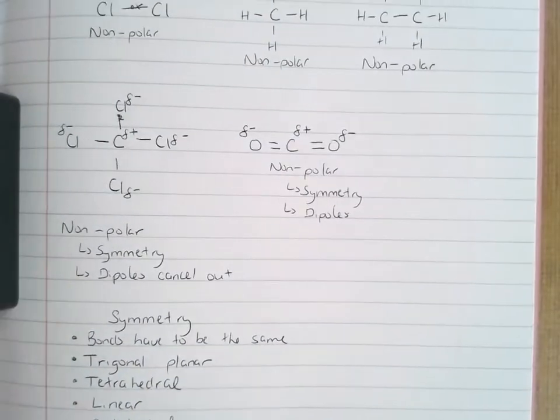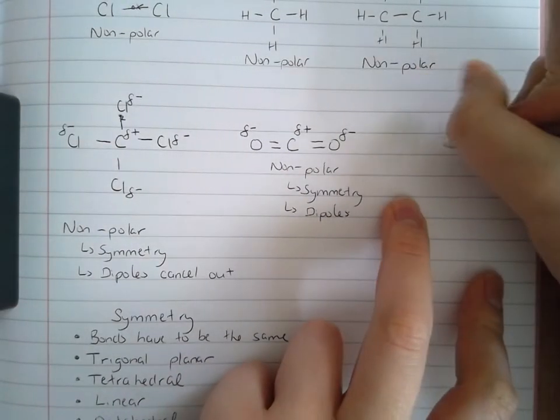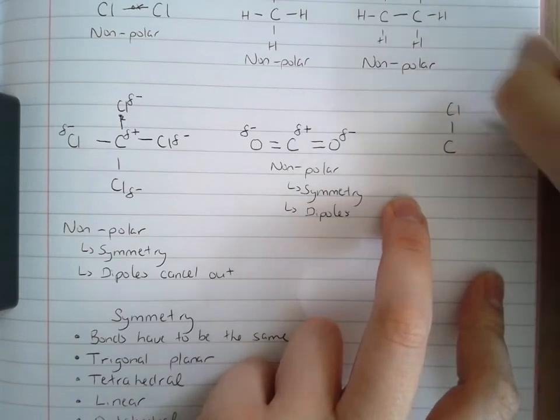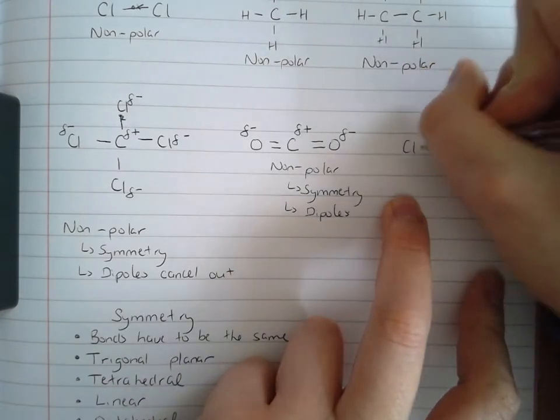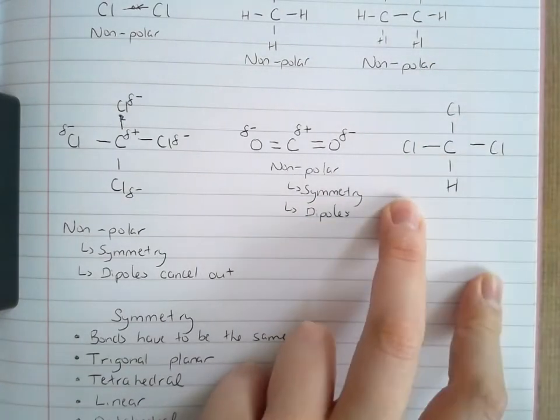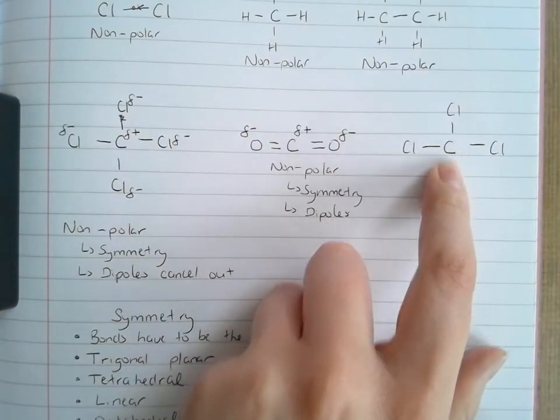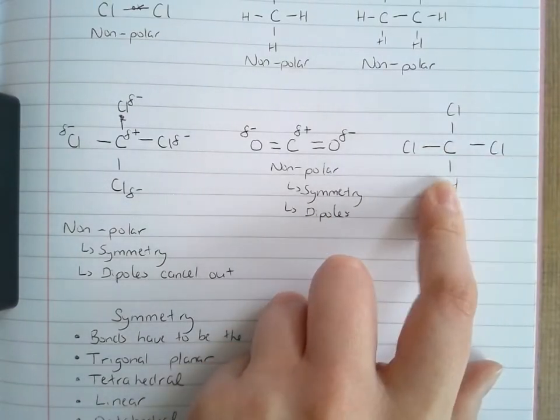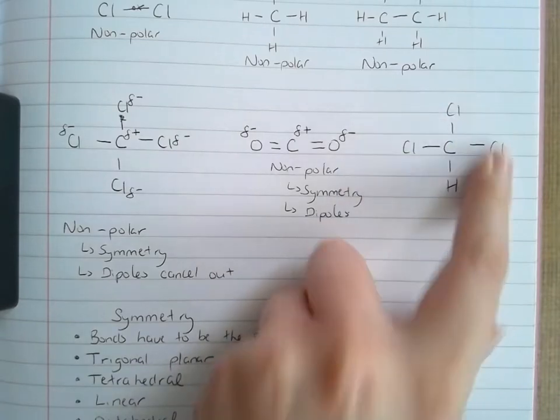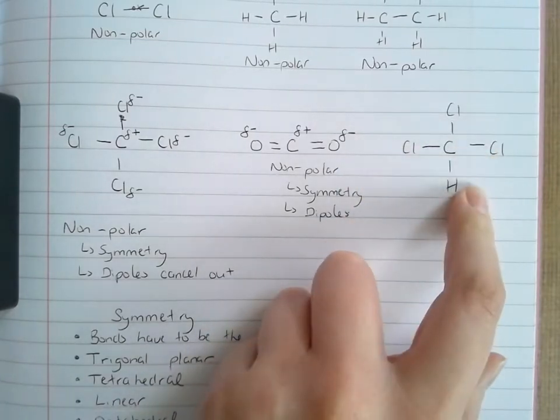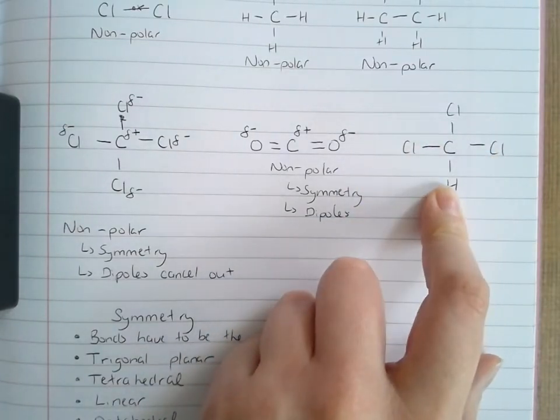Okay, we're going to look at another example. I'm going to draw this over here, and I'm going to draw something very similar to what I've drawn already, but I'm going to replace one of those chlorines with a hydrogen. I've got a tetrahedral molecule, and I've got polar bonds in there.